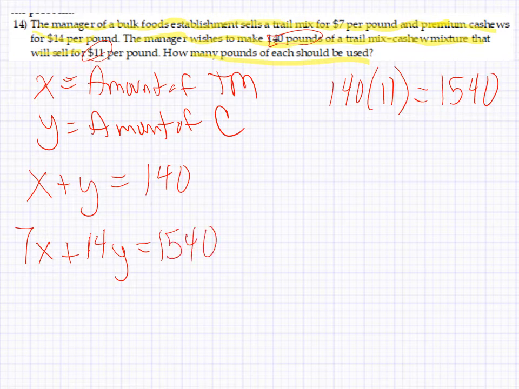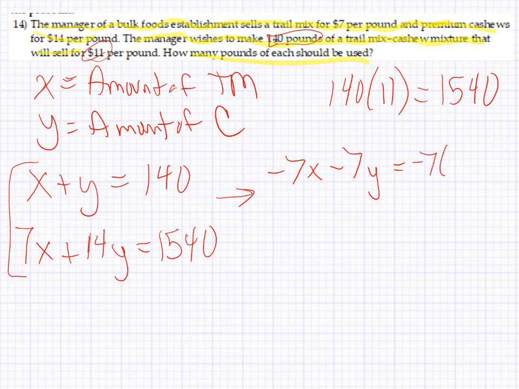So there's your second equation. And then that's the system that you're going to want to solve. So what I can do is I can multiply the first equation by negative 7 and this will give me negative 7 times 140, and I can add it to the second equation.